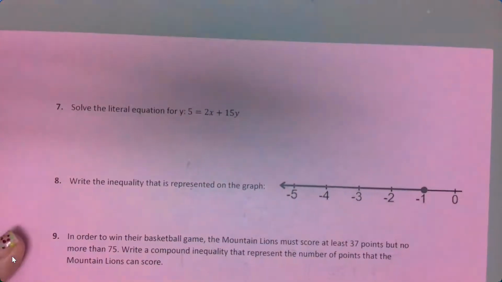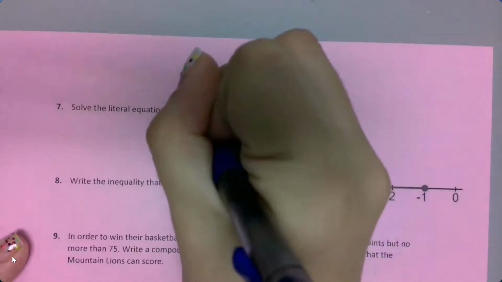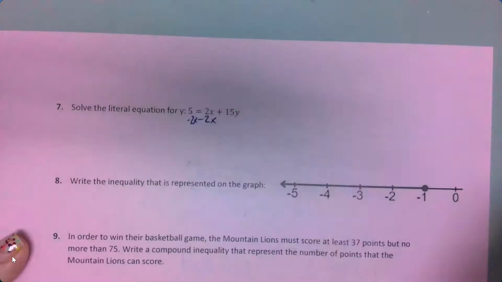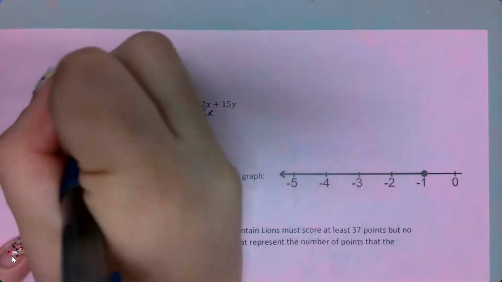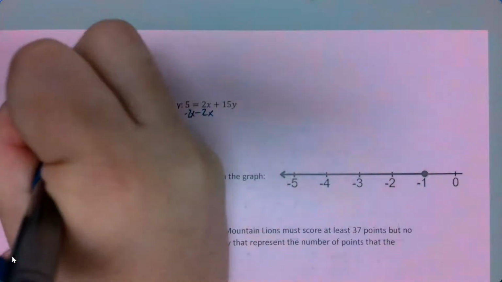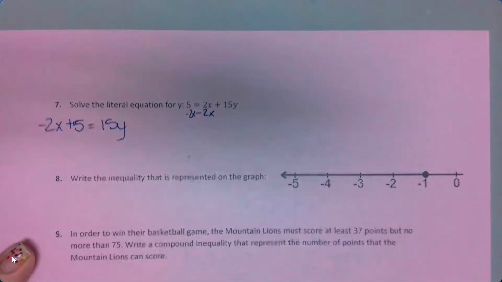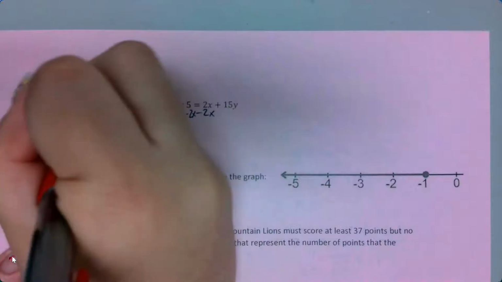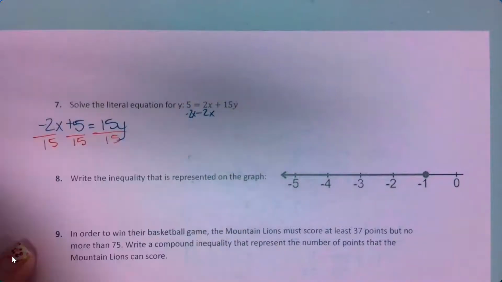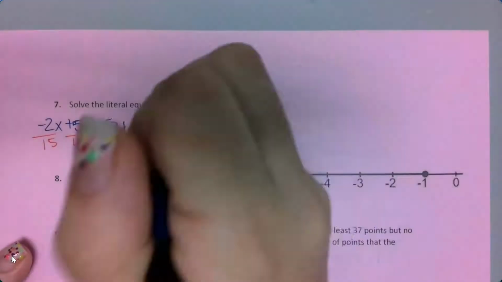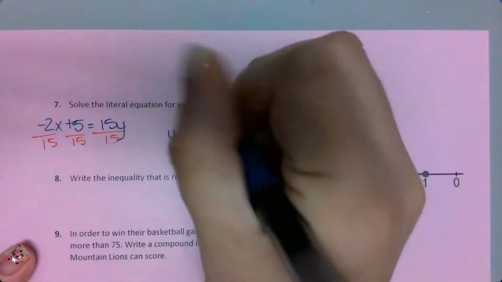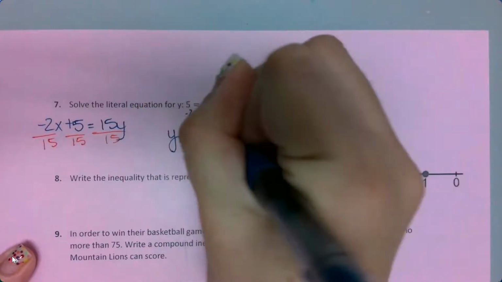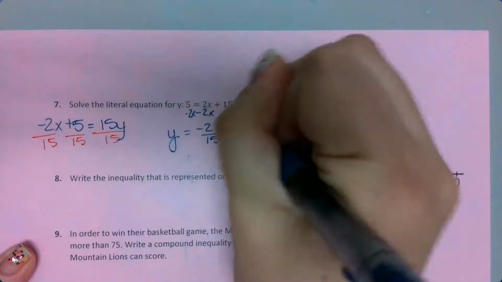Okay. Moving on. Number 7 wants me to solve the literal equation for y. So I have 5 equals 2x plus 15y. I want to start by moving anything else away. So I'm going to subtract both sides by negative 2x. So I have negative 2x plus 5 equals 15y. I want to go ahead and get my y alone, so I need to divide both sides by 15. When I do this, I want to divide every single piece by 15. That is going to give me y equals negative 2/15 x, and then plus 5/15.